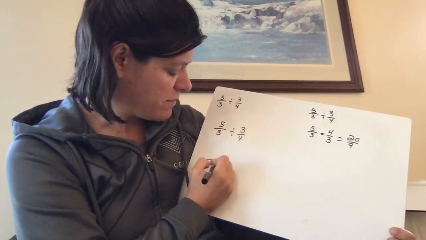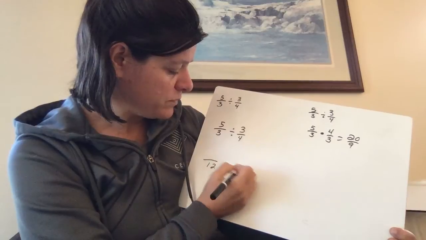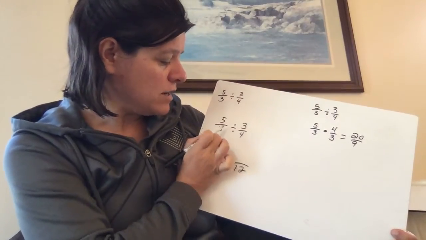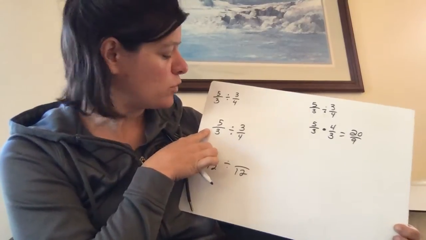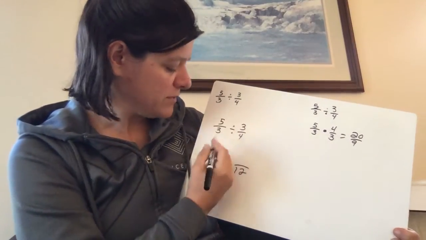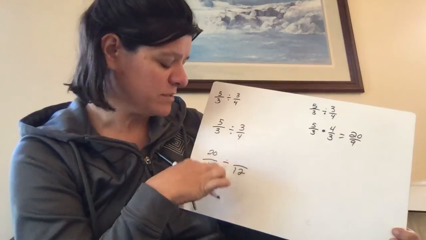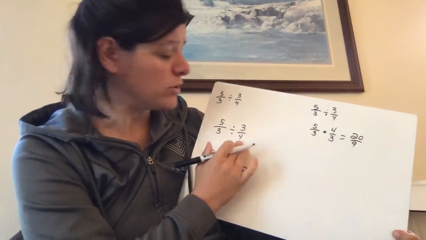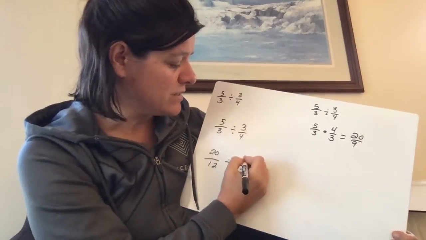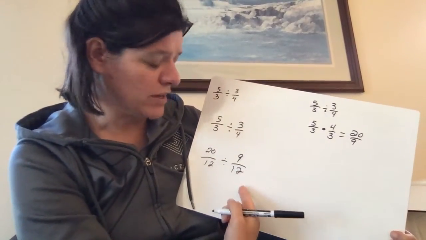So here I would have my common denominator be 12. And to change this into 12, I'm going to multiply by 1 in the form of 4 over 4. 4 times 5 is 20, and 4 times 3 is 12. And then here I'm going to multiply by 1 in the form of 3 over 3. So I get 3 times 3 is 9, 4 times 3 is 12, so 9/12.